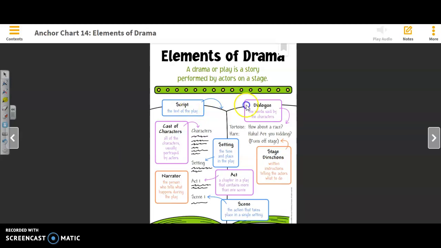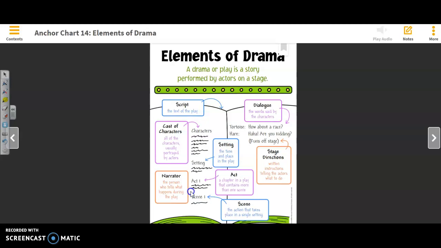There's also dialogue, which are the words that the characters are speaking. So over here we've got tortoise and hare and their speaking parts. The script is the text of the play. So that's all of those things that you're seeing. What you're reading is the script. There's also a narrator who's not necessarily part of the cast of characters, but it's a speaking part where the person tells what's happening during the play.